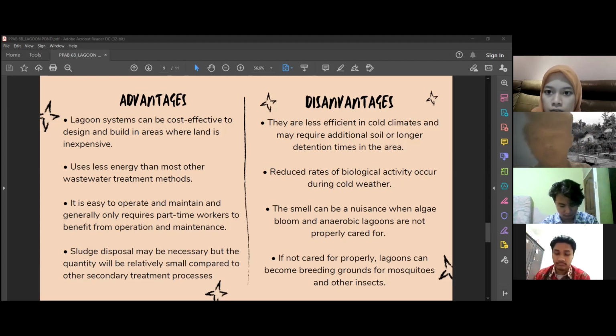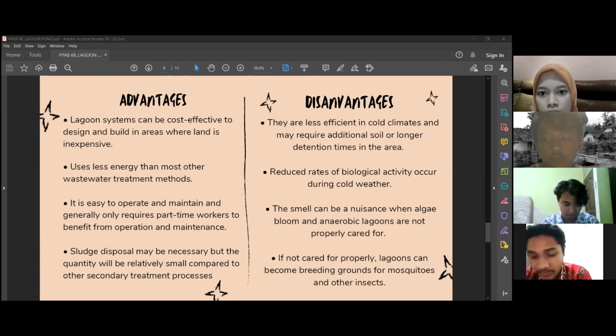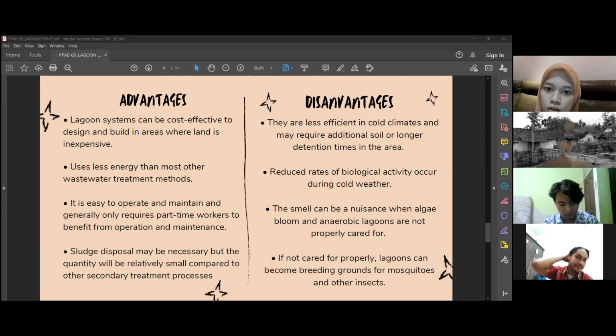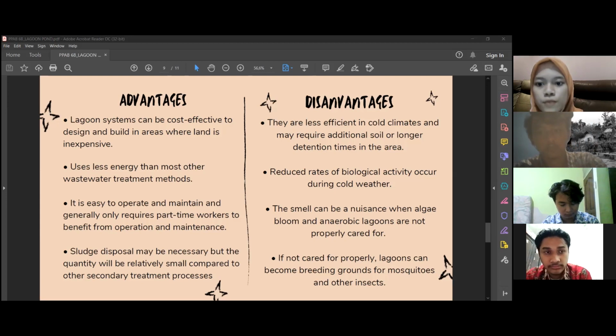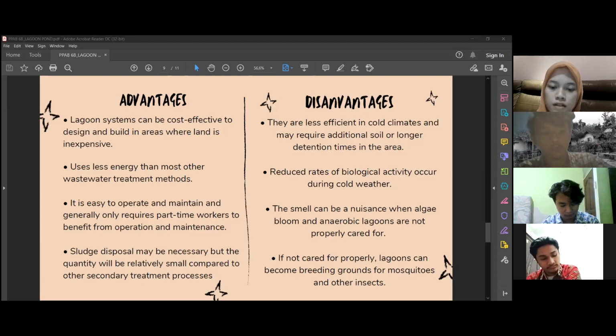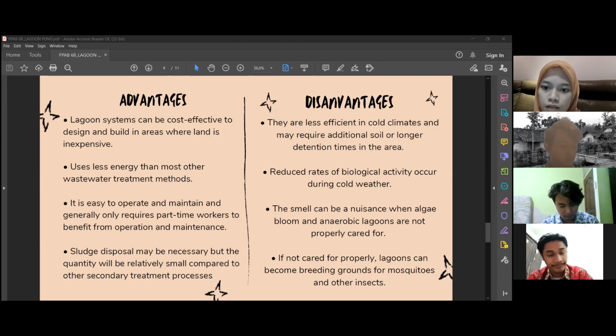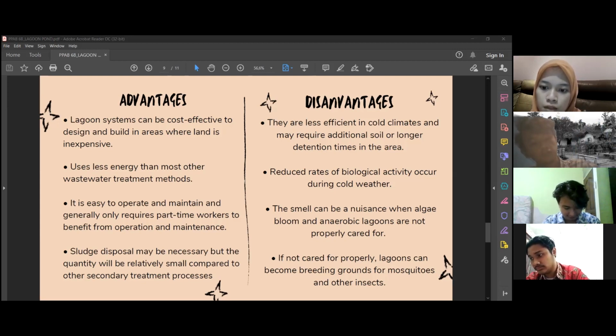And the disadvantages, the first is they are less efficient in cold climates and may require additional land or longer detention times in the area. Two, reduced rates of biological activity occur during cold weather. Three, the smell can be a nuisance when algae bloom and anaerobic lagoons are not properly cared for. Four, if not cared for properly, lagoons can become breeding grounds for mosquitoes and other insects.